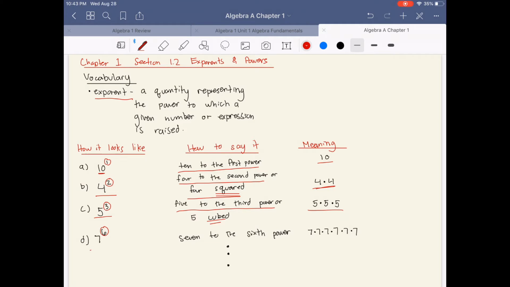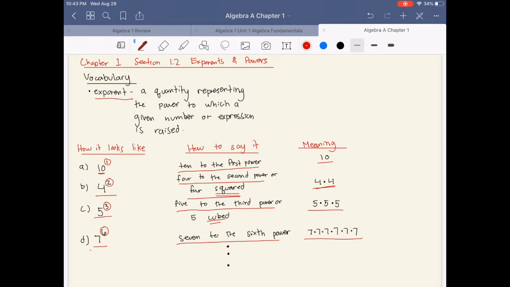Okay, lastly, notice I skipped the power 4 and 5 because it's going to be the same thing like 6. So 7 to the 6th power is written like this. This is how you say it, 7 to the 6th power. And how it looks like, you rewrite 7 6 times. 7 times 7 times 7 times 7 times 7 times 7.